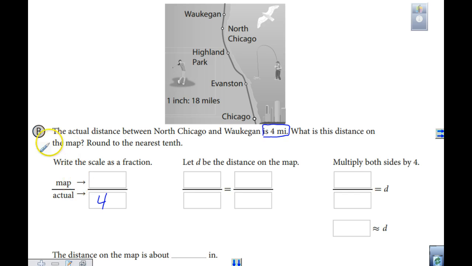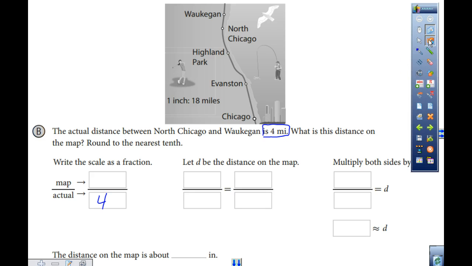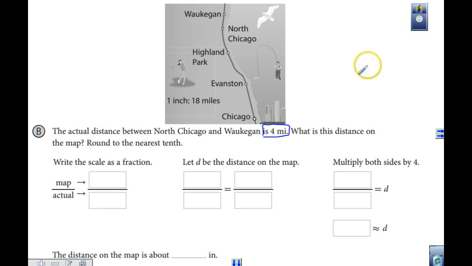Or scale. Oh, you know what? We're using the same scale from the last time. What was it again? You guys can see it. There was 1 inch. There we go. Okay. So 1 inch to 18 miles, and then 4 miles is the actual, so it goes on the bottom with the scale. 4 miles. What is the distance on the map? So map is on top. Okay, that's what we're trying to find. There's our clue.